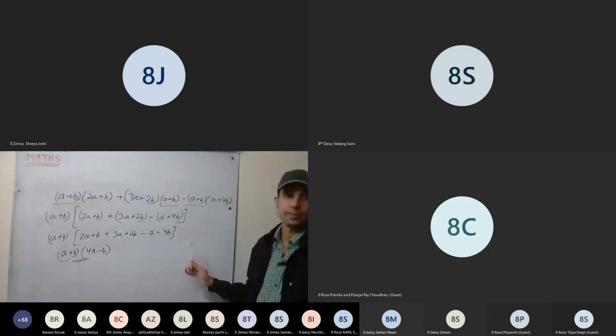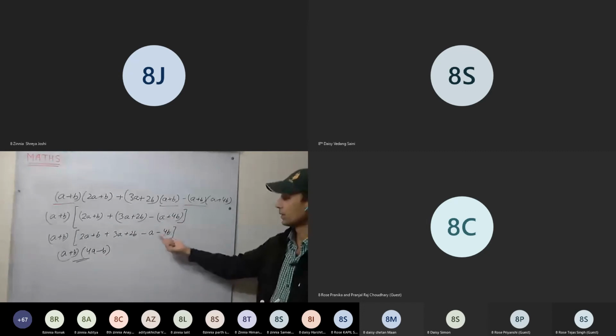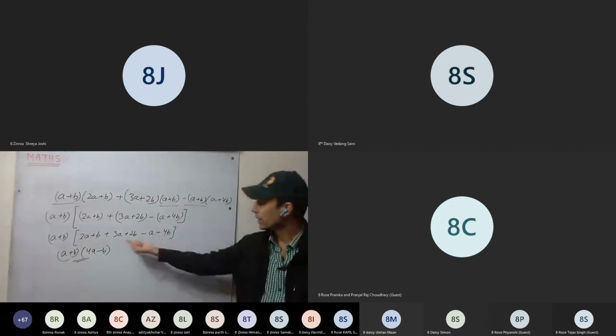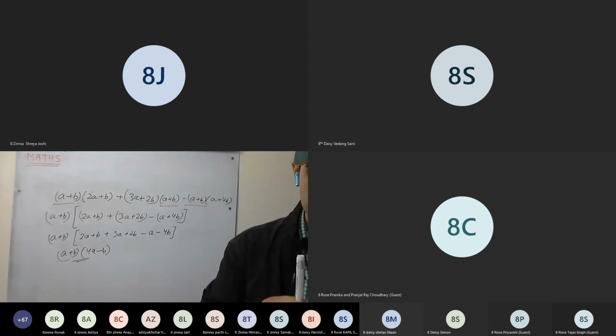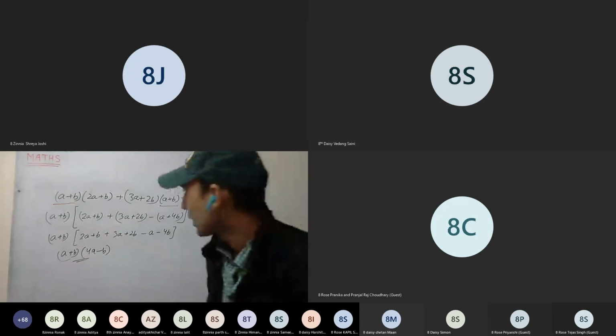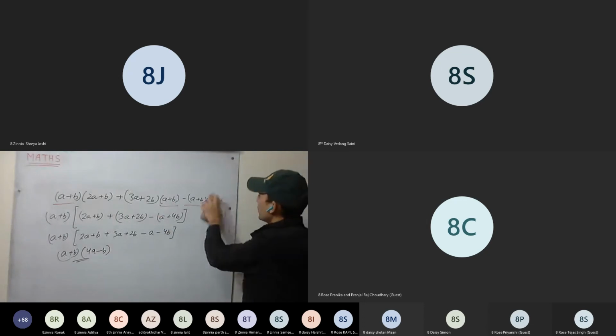Is this clear now? Do pay attention here. When you open the bracket, the minus sign applies to both the terms: minus a, minus 4b. Now solve them. Okay. Now see here, what we have done is we have taken the common factor out.